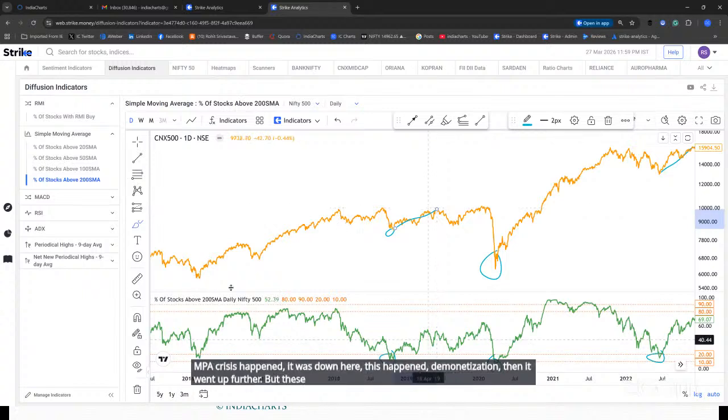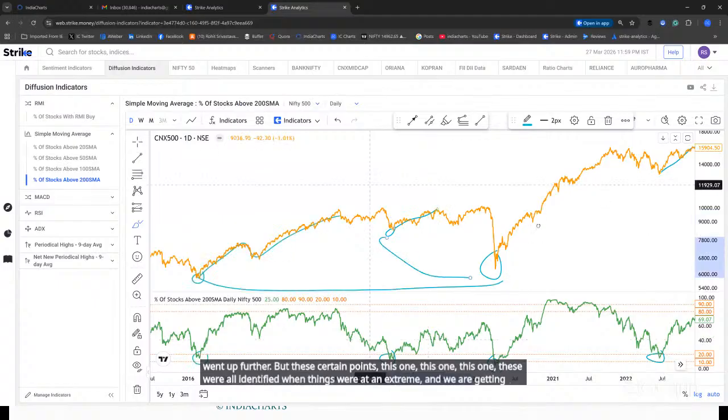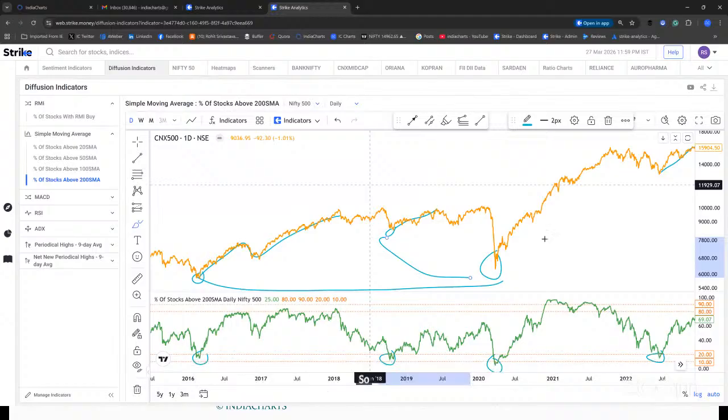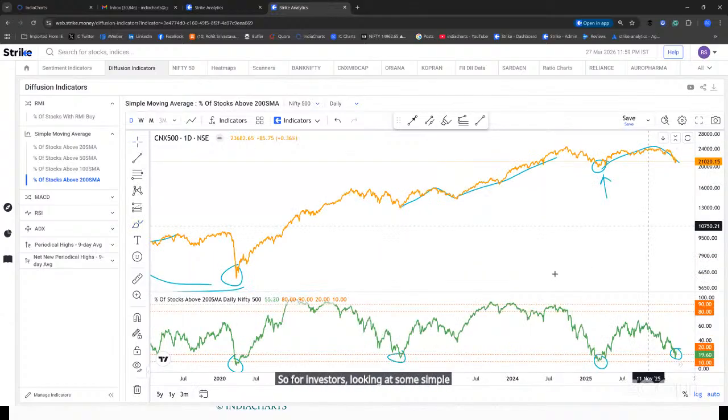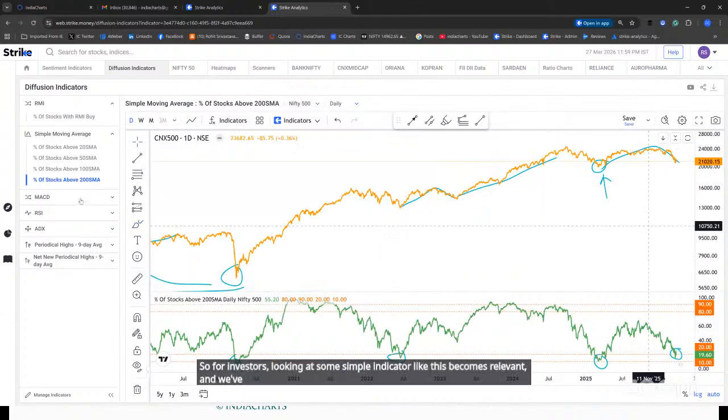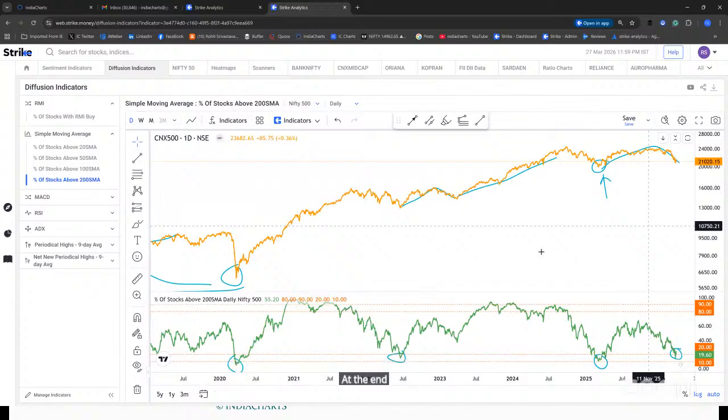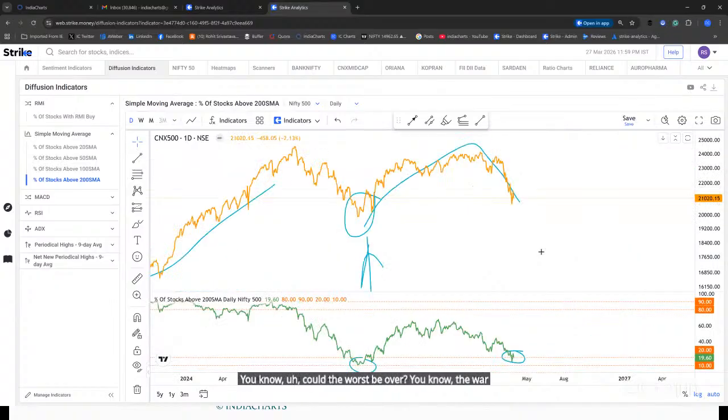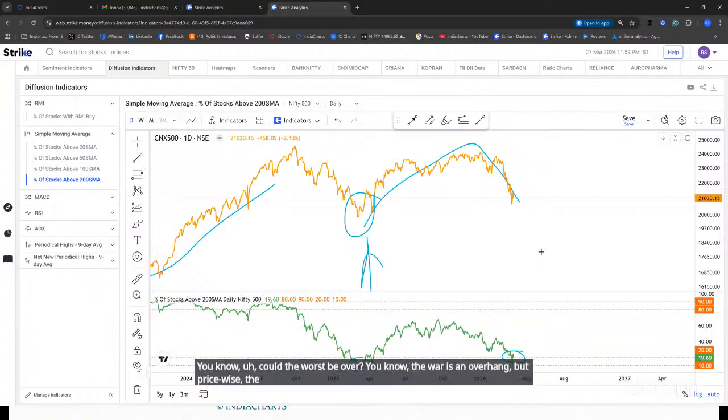But these points, this one, this one, this one, were all identified when things were at an extreme, and we are getting to that type of extreme. So for investors, looking at a simple indicator like this becomes relevant, and we've added many for different time frames. I'm just showing the longest one because at the end of March we are getting to a point where it looks like, could the worst be over? The war is an overhang, but price-wise, the markets have fallen too much. So that's an important insight.